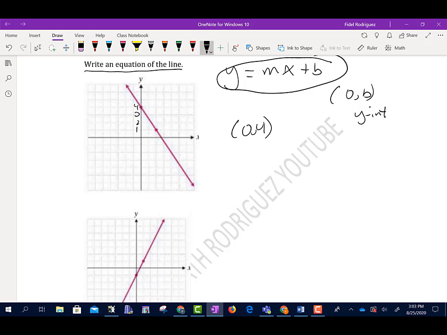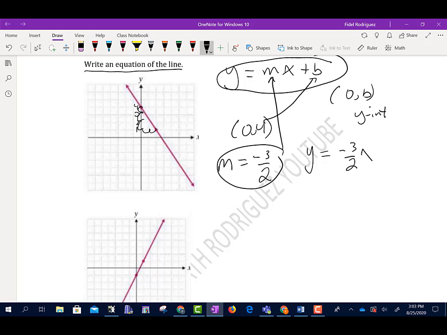Okay. The next thing I would say is, is this line going up or is it going down? It looks like it's going down. So let's find our slope. I'm going to count 1, 2, 3, 1, 2. Since it's coming down, my slope is going to be negative 3 over 2. And now all I'm going to do is take this and plug it in right here, and take this and plug it in right there. So we'd end up with y equals negative 3 over 2 with an x plus 4. Okay.